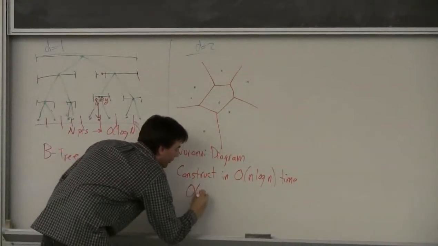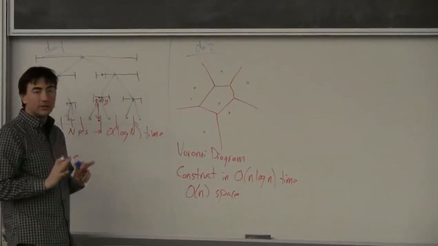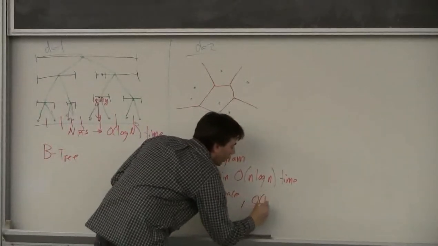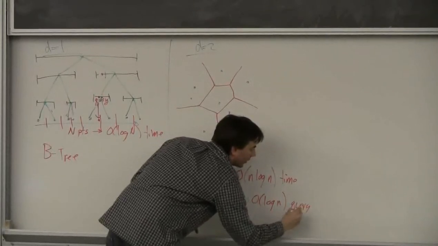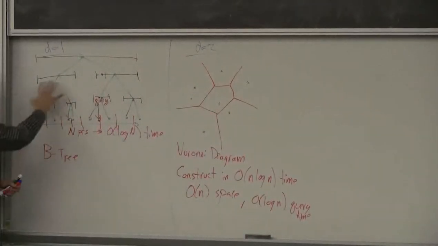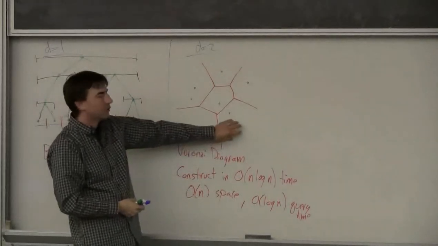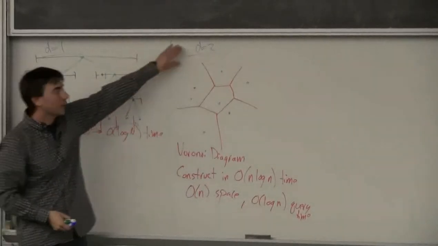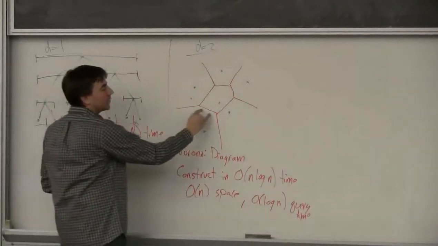It takes O(n) space, so it takes roughly the same space as the number of points that you have, and you can do O(log n) query time. So there's a way to build something that looks like a binary tree on top of here, so you can do queries to figure out which region you're in in log n time. But this only works in 2 dimensions. Now by space I mean the number of edges.